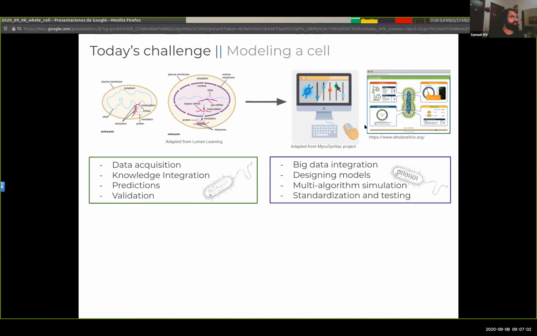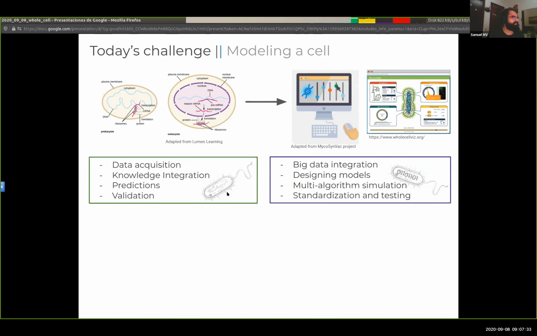Of course, this generates some necessities in the field, starting more on the experimental side of the question. That will be how we acquire this data. Of course, during the recent years with the omics technologies, everything has been more massive. So the answer to this is that we need integration tools in order to really make sense of all this information from the computational side.